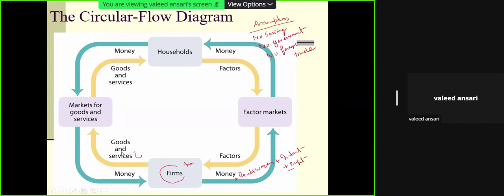Now, in this diagram, we are assuming that the household, whatever income they are receiving, they are spending the entire amount. There is no saving. But it is not a realistic assumption. A part of it, for example, may be saved, for example, from 100 rupees received. So not the entire amount will be spent. Part may be saved.